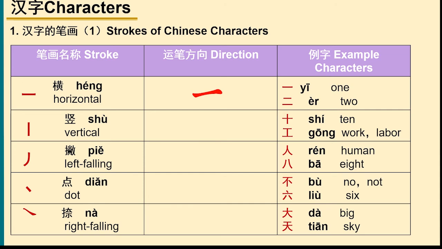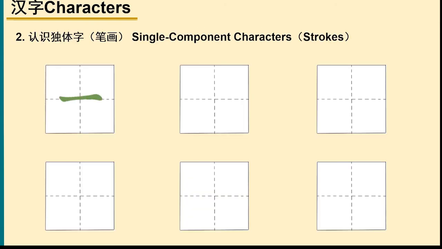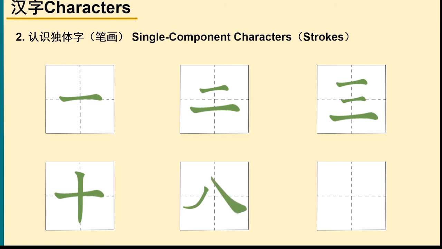Now we can see 横, 竖, 撇, 点, 捺, 一横, 一, 两横, 二, 三横, 三, 一横竖, 十, 撇, 捺, 八, 点, 横, 撇, 捺, 六.